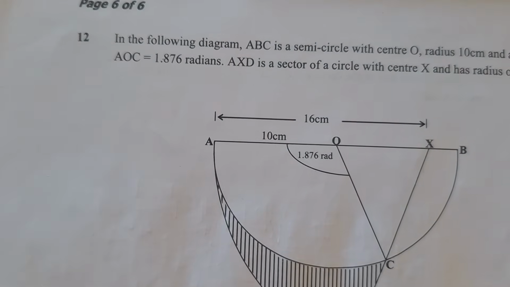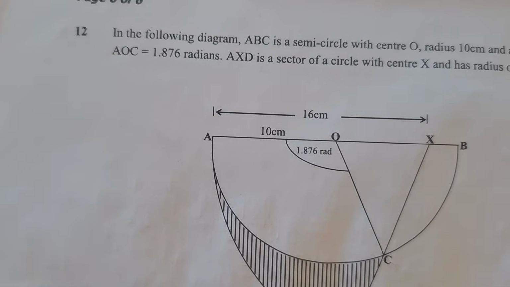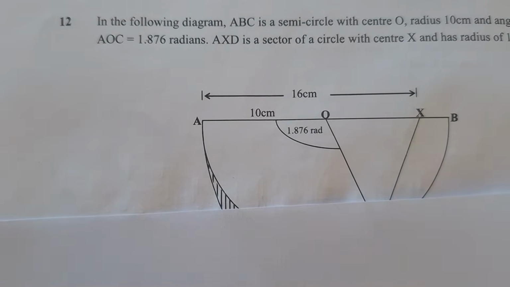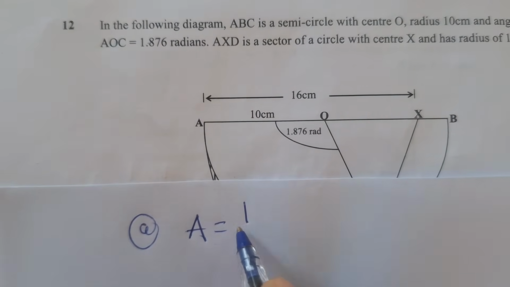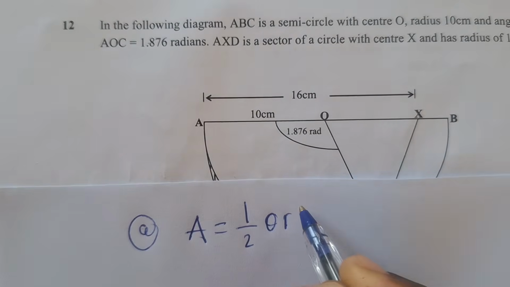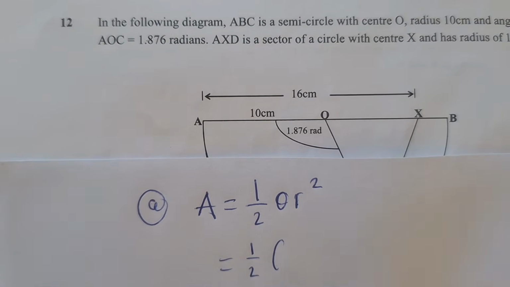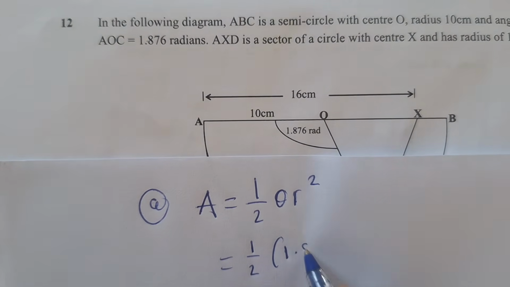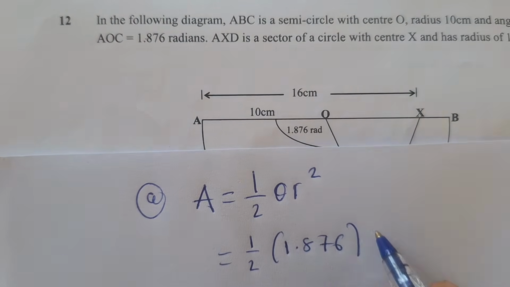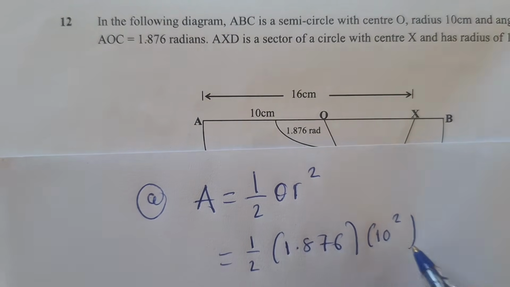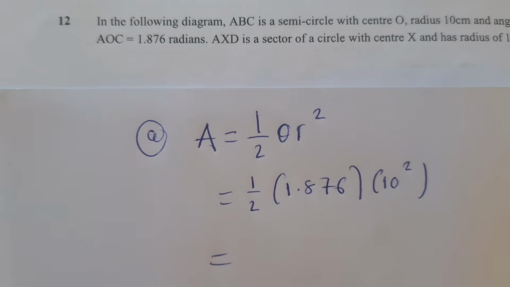So sector AOC, we're going to say area, that's question A. Area is equal to 1/2 θ r^2. So 1/2, what is our theta? Our theta is 1.876, which is right here. And then our r is the radius, that is 10 squared. So we do our calculations nicely.